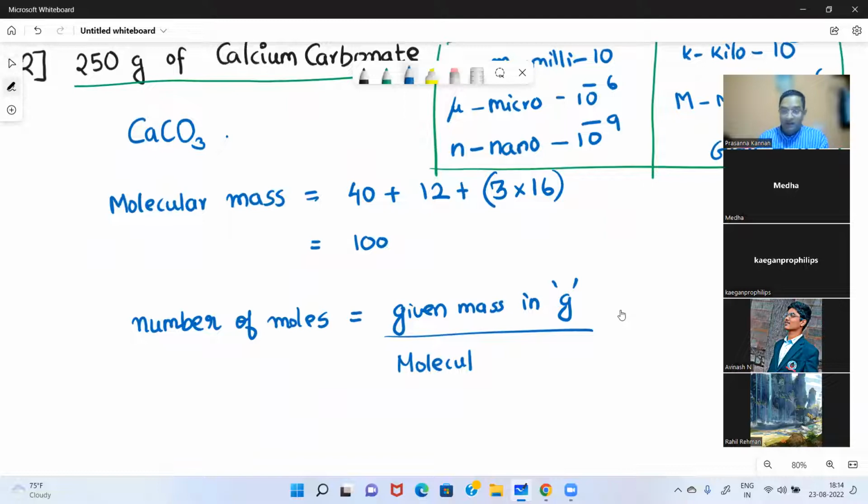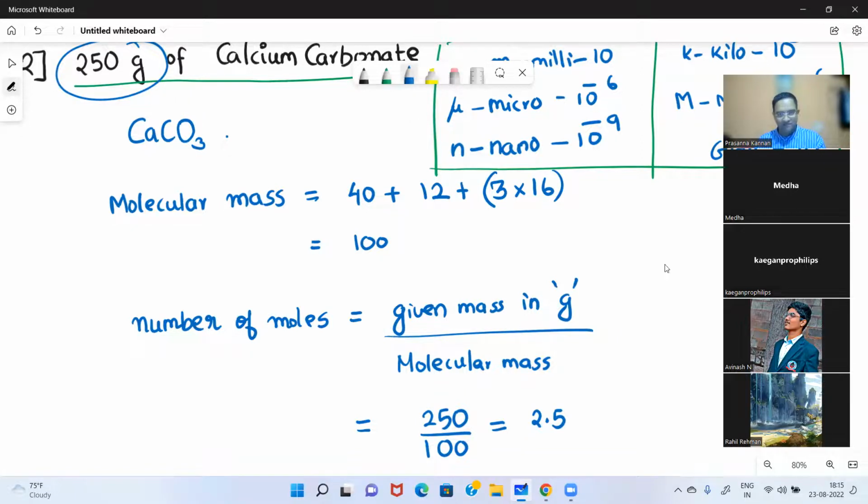Given mass in grams divided by molecular mass. What is the mass of calcium carbonate which is given in the question? 250 grams. That you substitute here, divided by the molecular mass. What is the molecular mass of calcium carbonate? 100. Therefore, the number of moles becomes equal to 2.5. So that's the first part of the question.